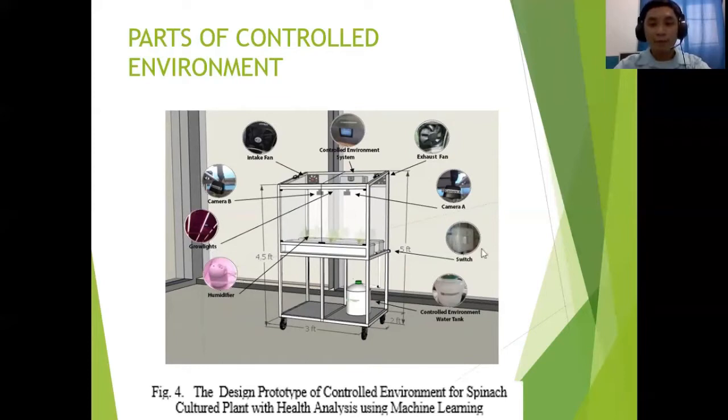And also we have the switch, which powers up the entire system. And lastly, the control environment water tank, which supplies water to the plants. Additionally, we have sensors installed in the prototype, such as temperature, humidity, and soil moisture.